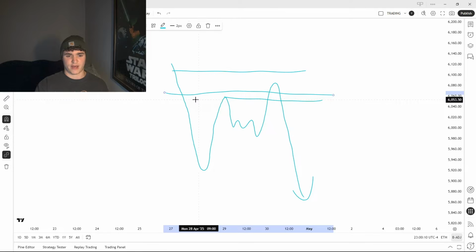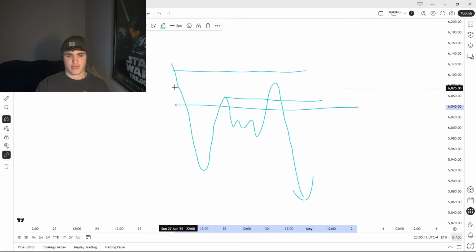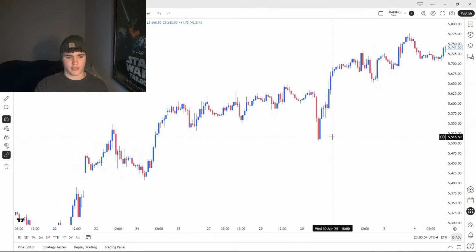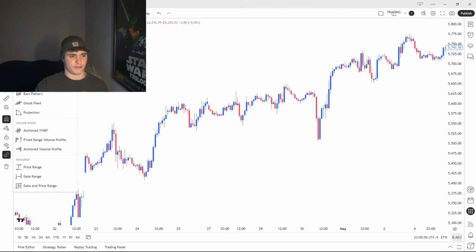Or you can have the fair value gap be something more like this, where obviously the high was inside the gap, right? Inside the gap right here, and you also delivered off of it. So if we look at this 1 hour chart right here, you'll actually see this is a great example of what I was just talking about.